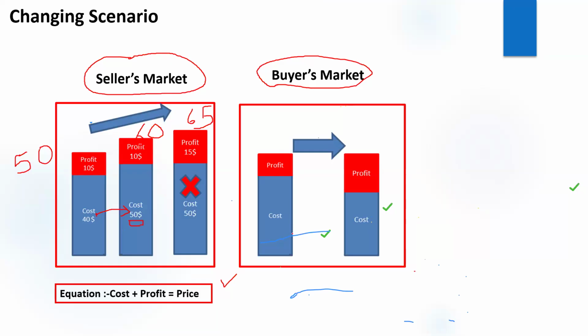But now, suppose I'm currently selling the marker at 50 rupees, for example. And suppose there is a competitor from XYZ country and he is selling that marker at 40 rupees.